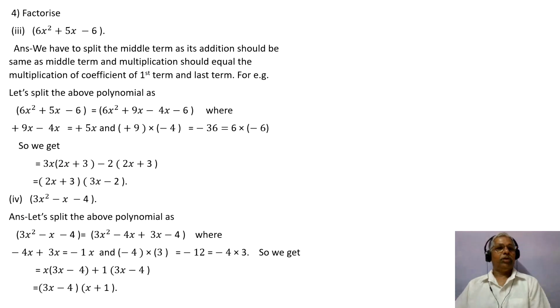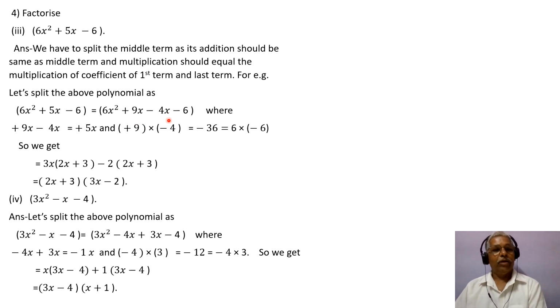Okay, so factorization continues. Okay, I advise you to solve both these problems yourself and then look for the solution. Okay, so third one, 6x square plus 5x minus 6. Okay, so you know what is written here. So I'm directly coming here. So 6x square plus 5x minus 6 can be written as 6x square plus 9x minus 4x minus 6. Okay, why we have to split it like this, we'll come to know. You have to have enough practice for this.